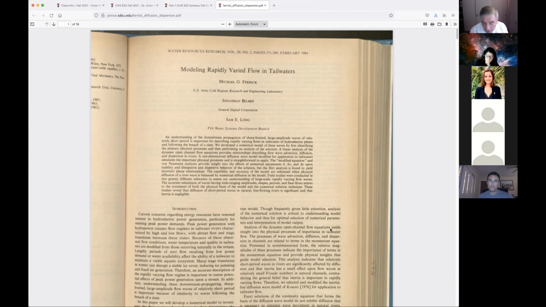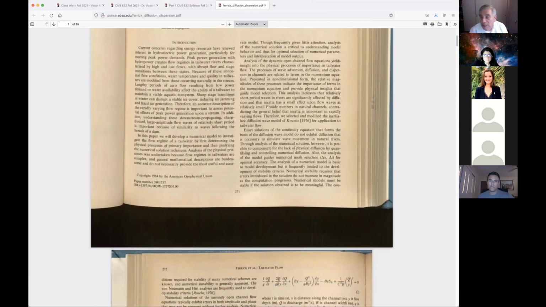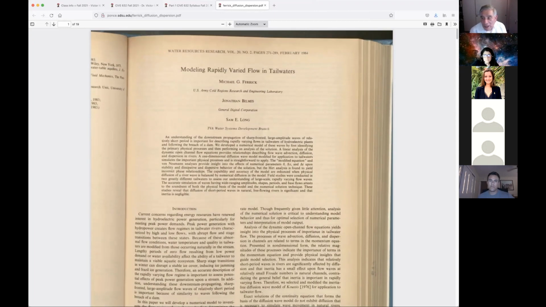Besides, we had a paper written based on what he did, only that we improved it. And we're going to talk about that later. Okay, so he basically is going to take a problem that is not quite dynamic and not quite Lagrange. It's kind of in the middle. So he's going to solve the equations of open channel flow.